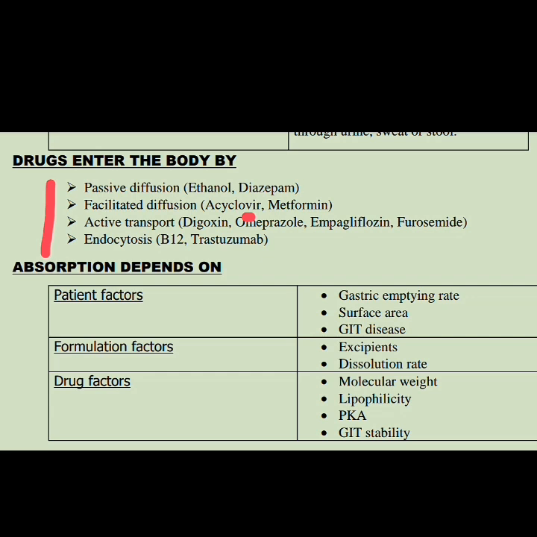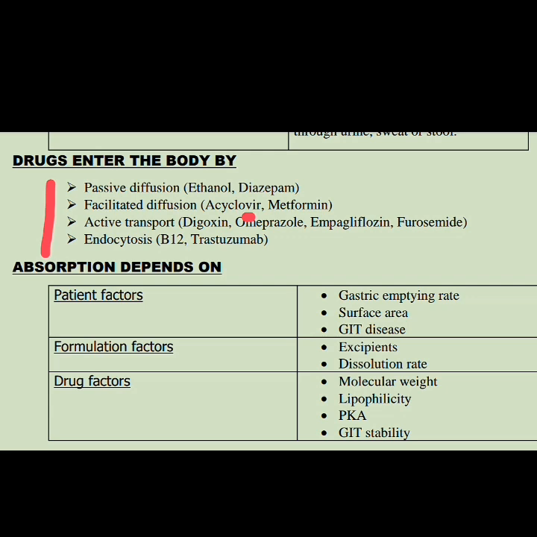And then we have metformin. Metformin is the first line drug in the treatment of diabetes, right? Specifically diabetes type 2. We'll talk about this in the future. We have active transport. These drugs, we have digoxin. I'll tell you in the future how digoxin works. We have omeprazole, which is a proton pump inhibitor, empagliflozin, which is also used in diabetes type 2, and furosemide, which is a loop diuretic. All these use active transport. Don't memorize the drugs. Again, I emphasize.